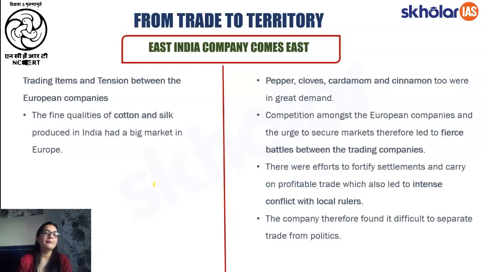European companies? Now, students, having said that, the Europeans were mostly interested in the fine qualities of cotton and silk that was produced in India, and this in turn had a big market in Europe. Apart from this, students, the Europeans were also interested in the spices of our country, such as pepper, cloves, cardamom and cinnamon. So these are very important facts. You have to remember them.